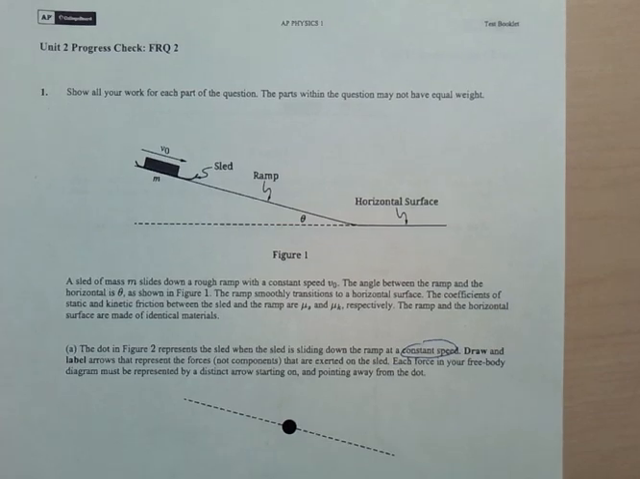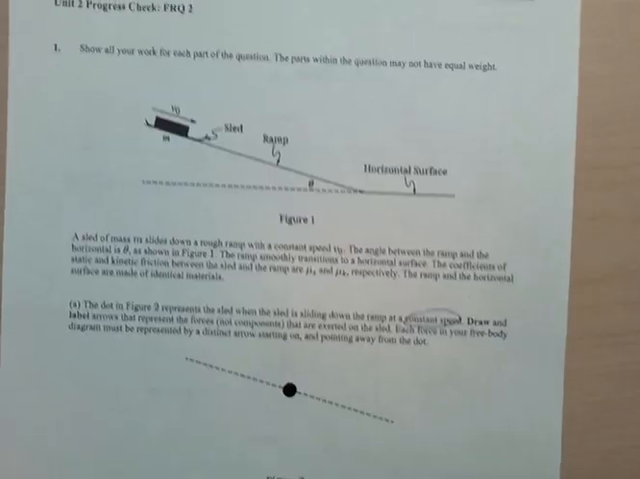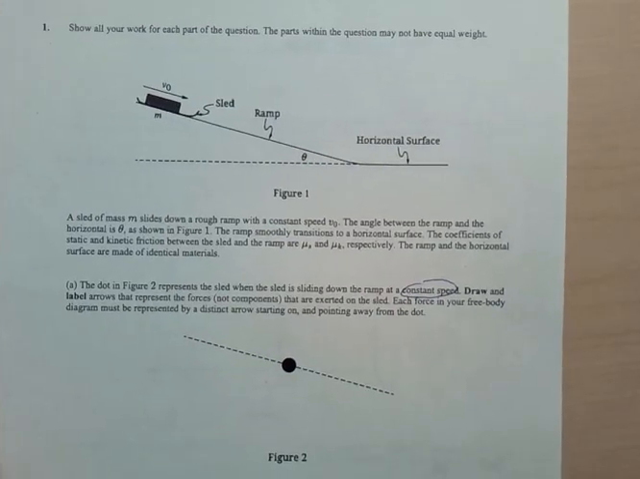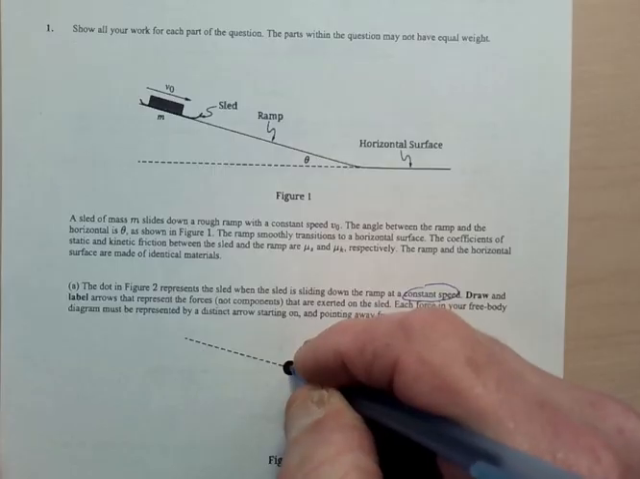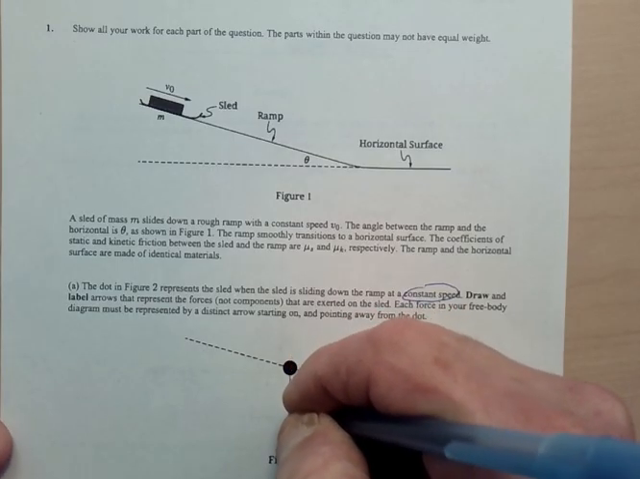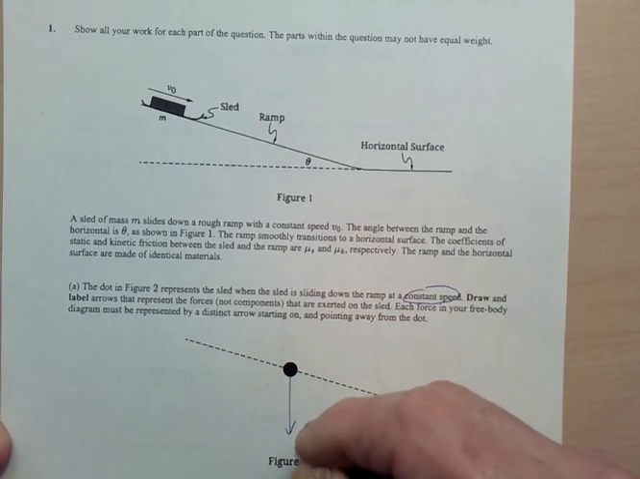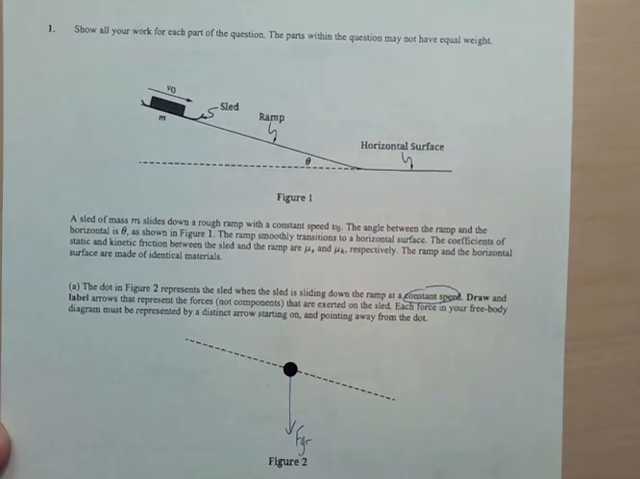Draw and label arrows that represent the force, but not the components, that are exerted on the sled. Each force in your free body diagram must be represented by a distinct arrow starting on and pointing away from the dot. Okay, well, it is a sled sliding down a ramp, and what I do know, of course, is that there is a force of gravity straight toward the center of the Earth, and I'm going to label it as such.